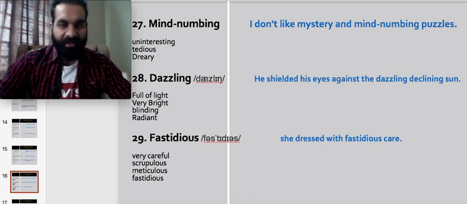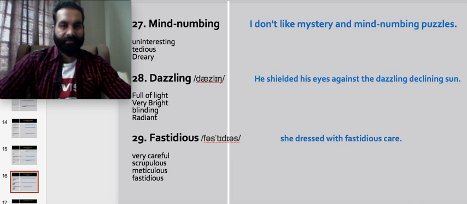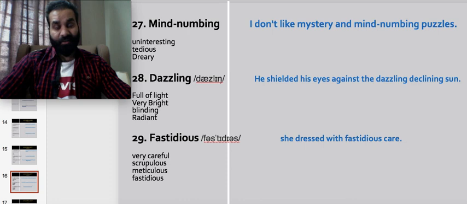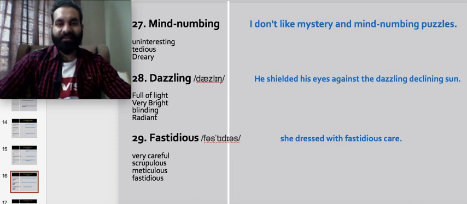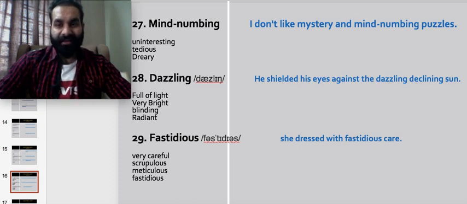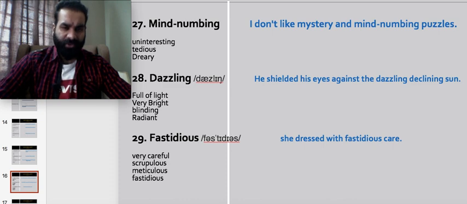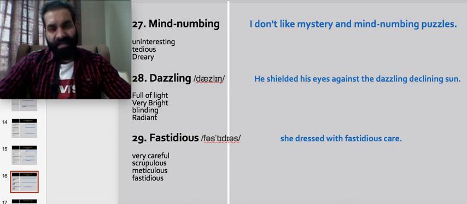The next word is dazzling. People say dazzling as well. Full of light. Very bright, blinding, or radiant. He shielded his eyes against the dazzling declining sun. Shielded his eyes, perhaps it can be with some goggles, glasses.